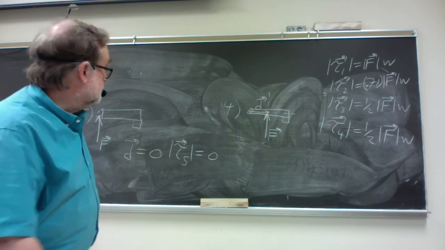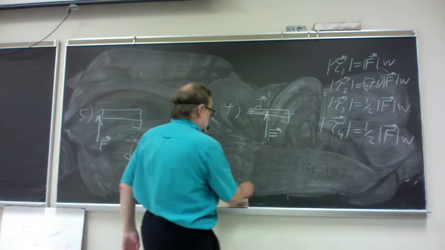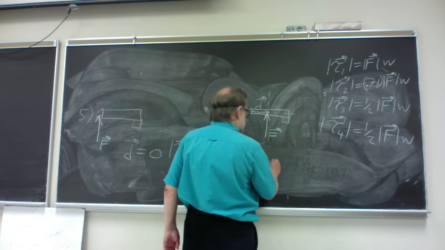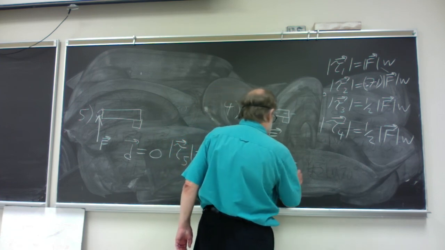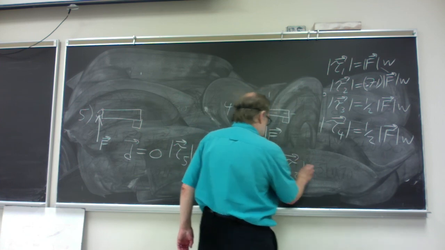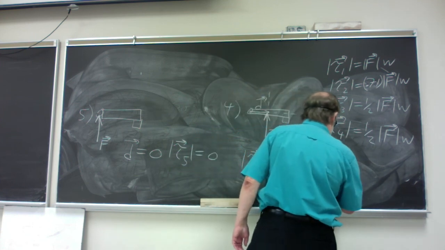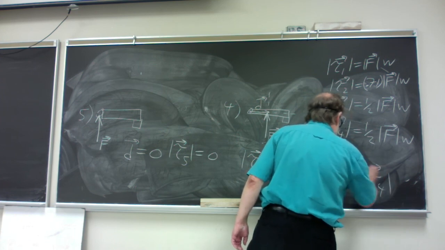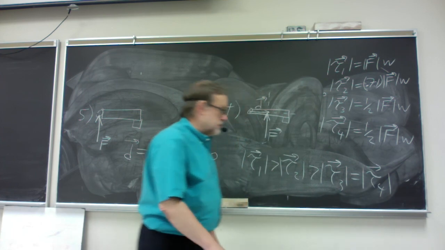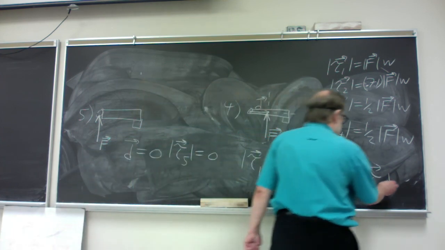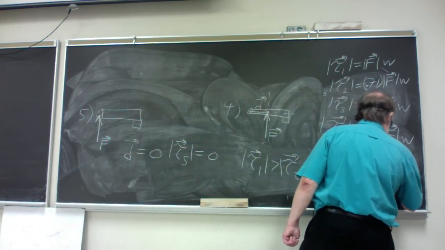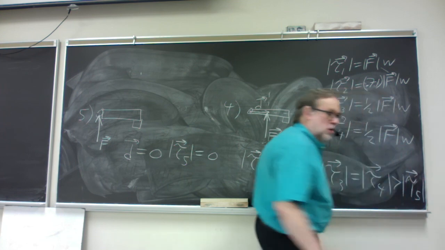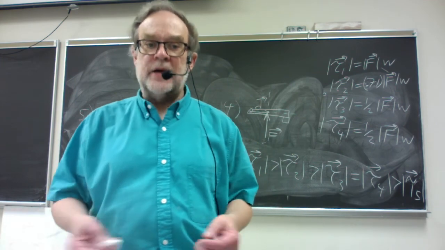So in this case, the ranking of those torques would be number 1 is the biggest, and then number 2 is the next largest, and then 3 and 4 are equally large. They're both half the magnitude of number 1, and then torque 5 is the smallest, has the smallest magnitude. It has a magnitude of 0.